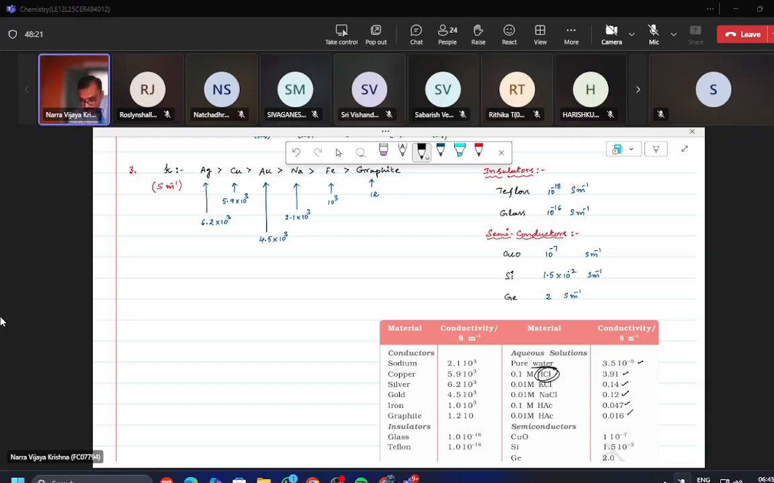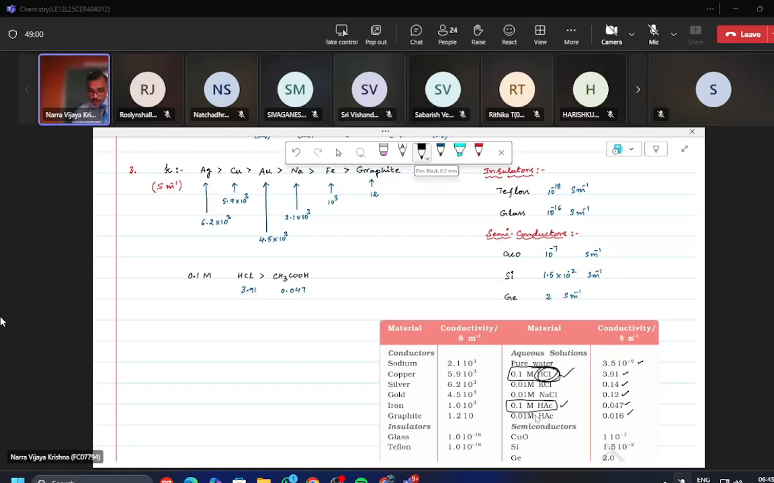HCl. Now compare with the same concentration. Don't compare the remaining ones. Among HCl and CH3COOH, which is having 0.1 molar electrical conductance greater? HCl is having electrical conductance greater than CH3COOH. HCl value is 3.91, acetic acid value is 0.047. This is for 0.1 molar.